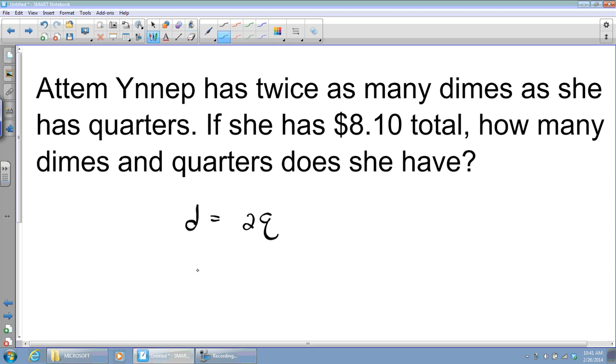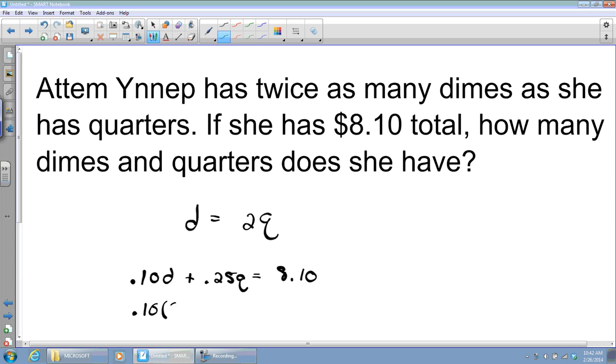There we go. Okay, she has a total of $8.10. Well, I know I've got 0.10D plus 0.25Q, and that's going to equal $8.10. I'm going to do substitution. I'm going to put the 2Q in for the D.